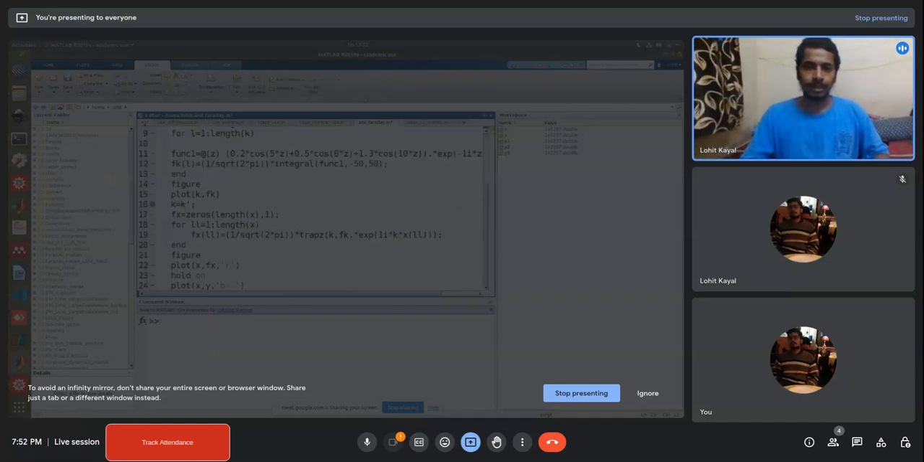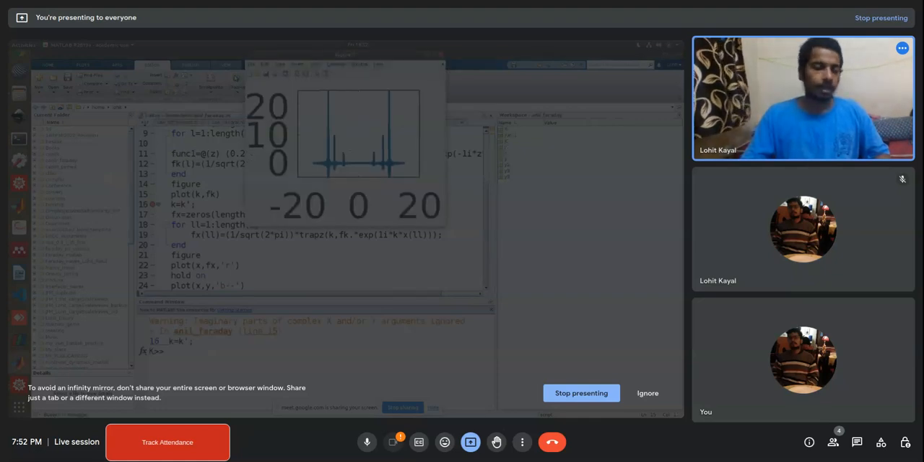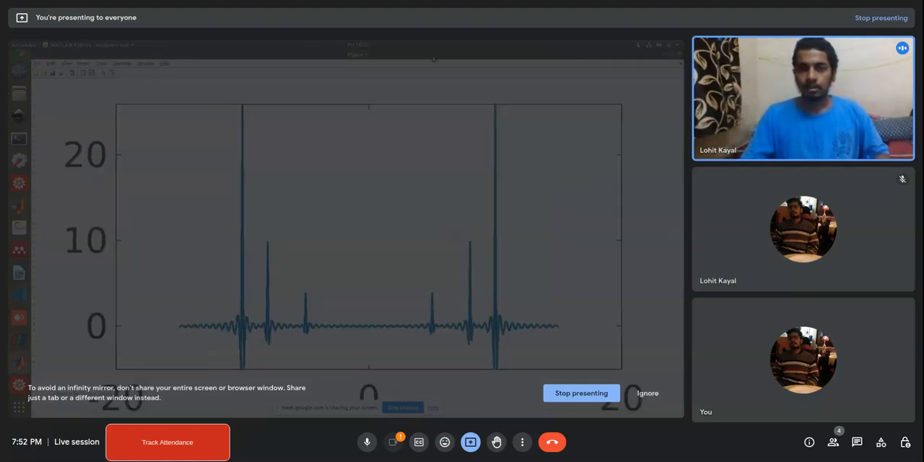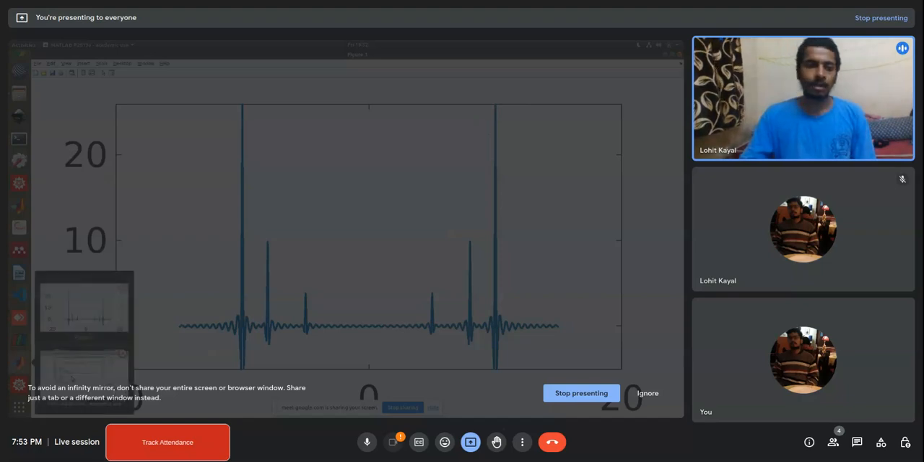So let's check if it is working or not. Yeah, so here is one signal at 5, another signal. You can see there are these small peaks. One peak is at 5, another peak is at 8, and another peak is at 10. So the theory is working.